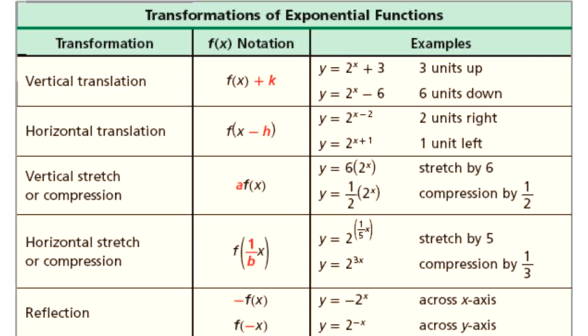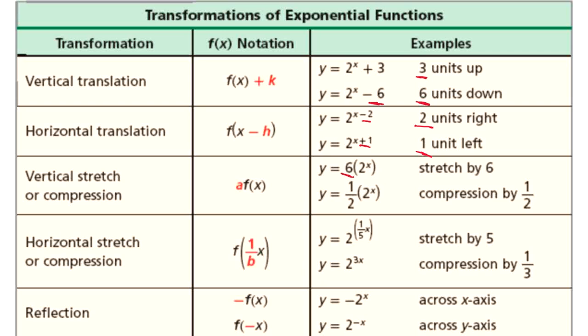If I have y equals 2 to the x and I add 3, it's going to cause the entire graph to go up by 3. If I have y equals 2 to the x and I take away 6 at the end, it's going to cause the whole graph to shift down by 6. Here you'll notice that I'm just taking away a 2 from the x's. That's going to cause it to go to the right by 2. Here you'll notice I'm adding a 1 to just the x's. That's going to cause it to go 1 unit to the left.